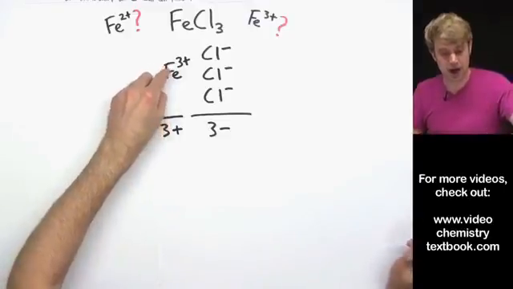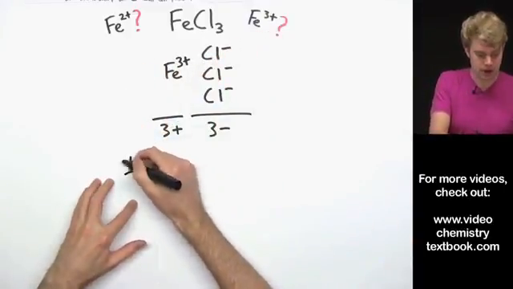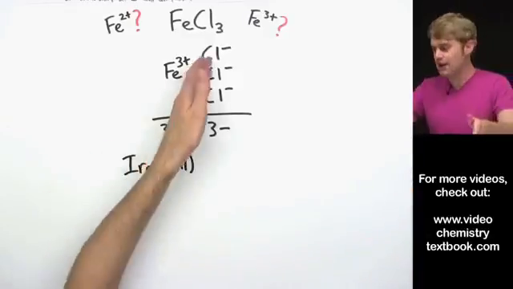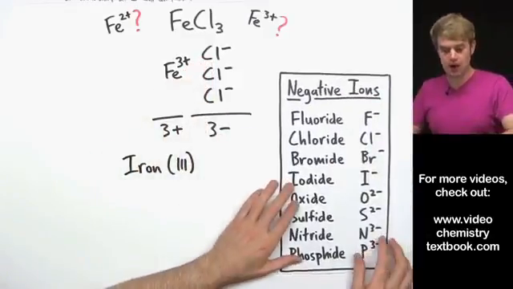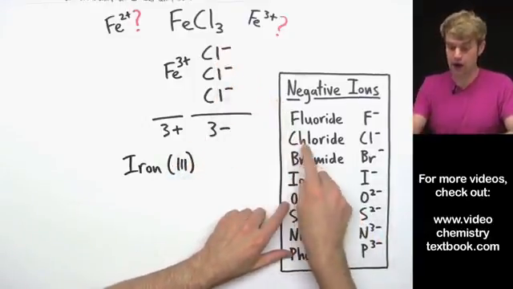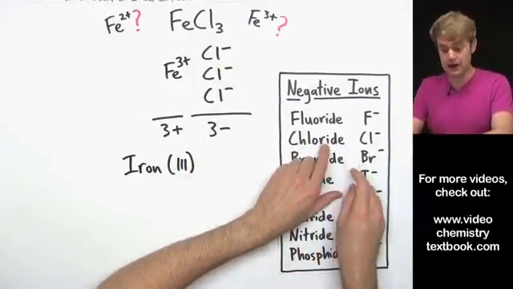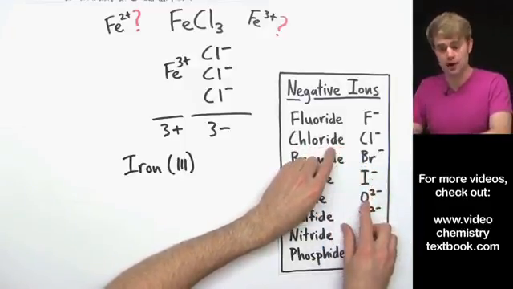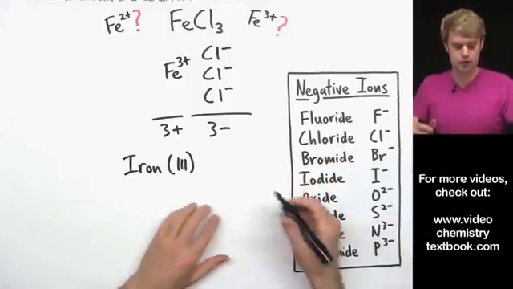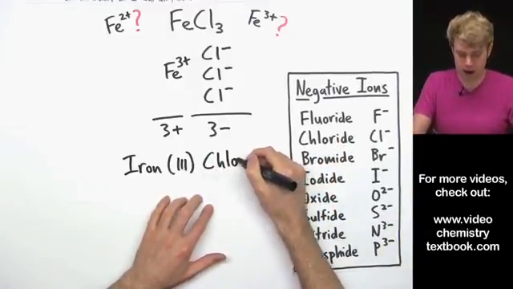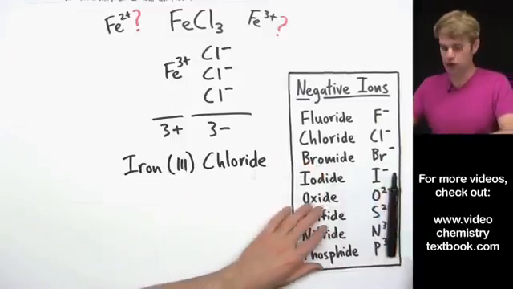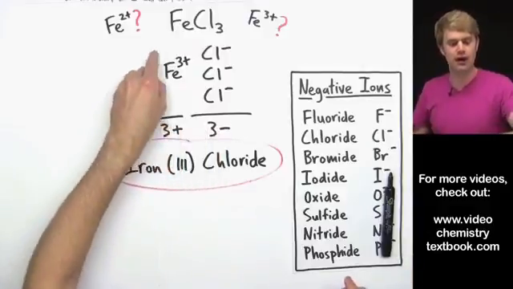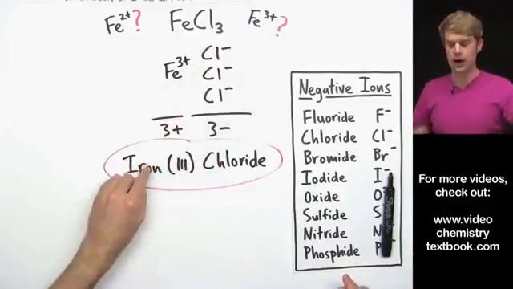And since this is iron 3+, the name for this compound is going to be iron 3. And then for Cl, when chlorine becomes a negative ion, we call it chloride. The -ide usually gets added to the name of an element when it becomes a negative ion. So chloride is what we call Cl1-. So iron 3 chloride is the name of this compound. We had to work backwards and figure out the charge of iron, and then we can call it iron 3.